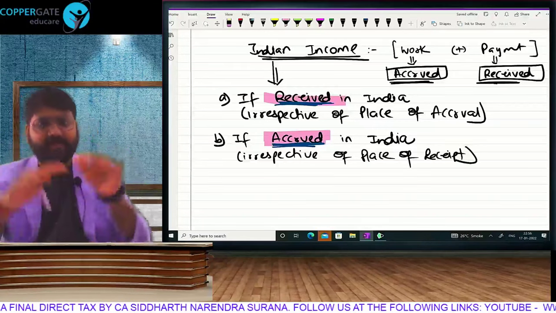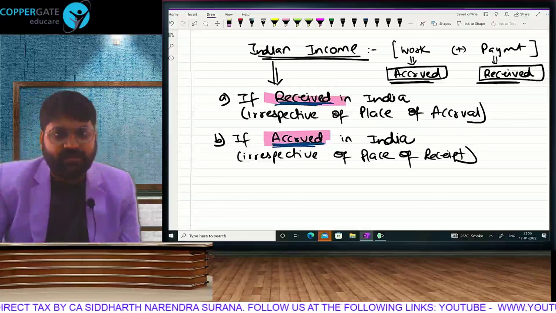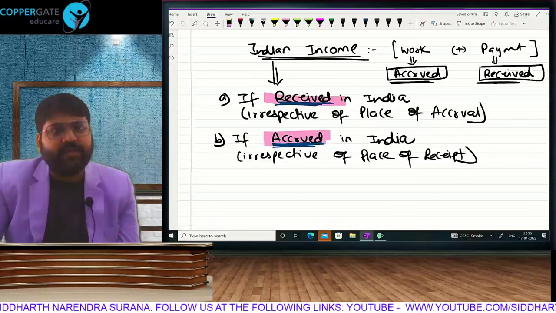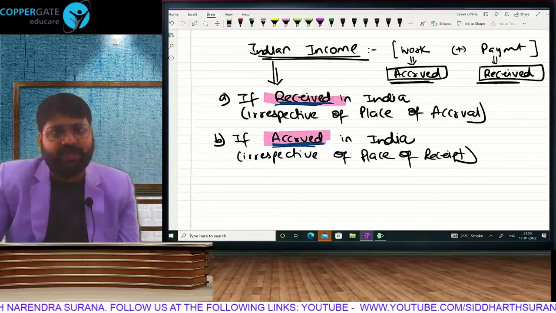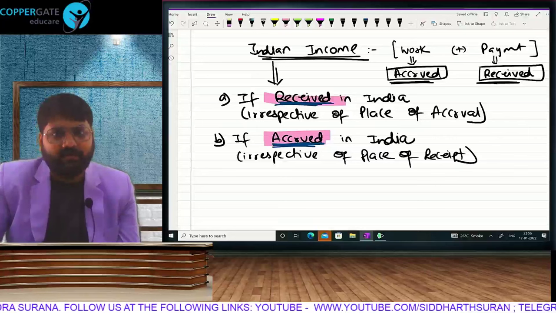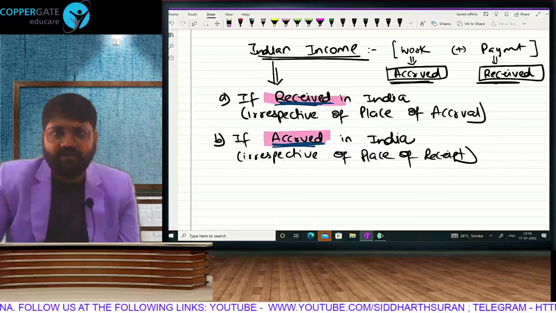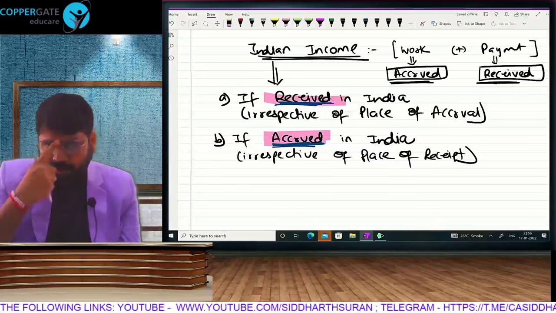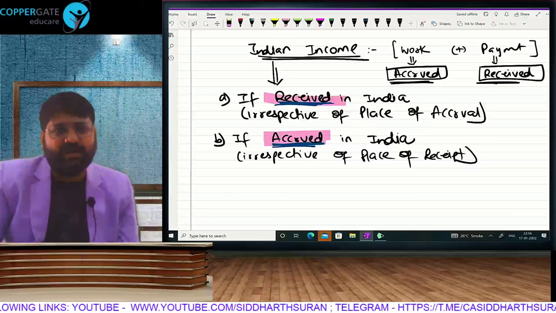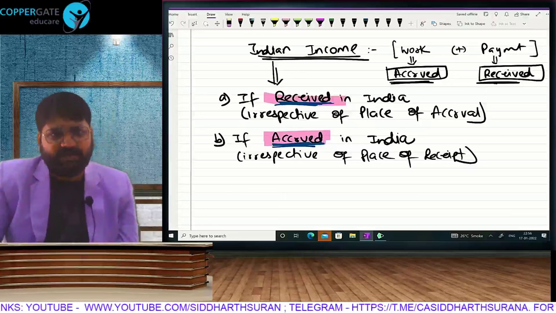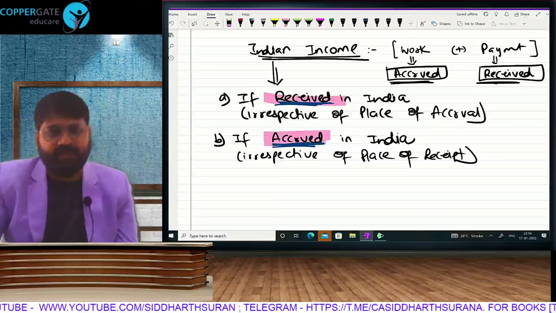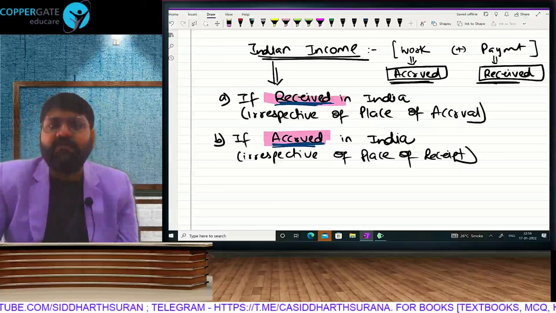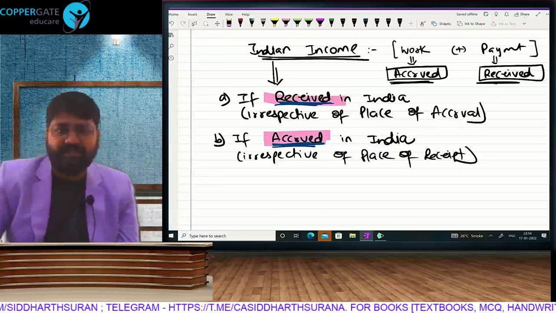How will it impact taxation? Look at the larger picture here. Supposing you are a foreign cricketer, a foreign sportsman who has come to India to play cricket. Where are you playing cricket? In India. So, where is your income getting accrued? In India. Some of these people get paid also here. But supposing you leave the country because of some emergency, and you receive your payment over there. Will it still be treated as Indian income? Yes. Why? Because accrued in India. Then place of receipt is not relevant.